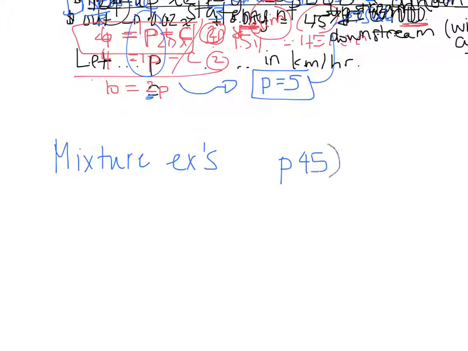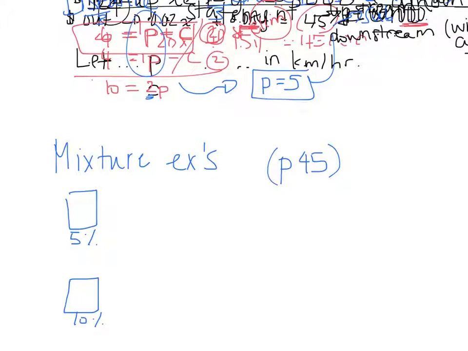There's one at least on page 45. Very, very similar to the investment questions in terms of how you're going to create their equations. There's only one little difference. So let's look at an example on page 45, example 3. It says Miriam has a bottle of 5% acetic acid, and a bottle of 10% acetic acid.